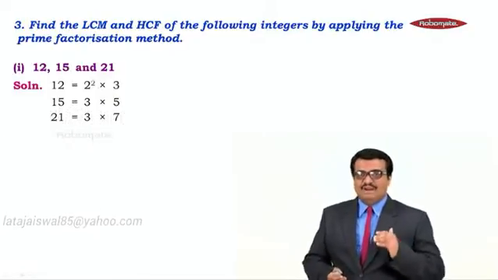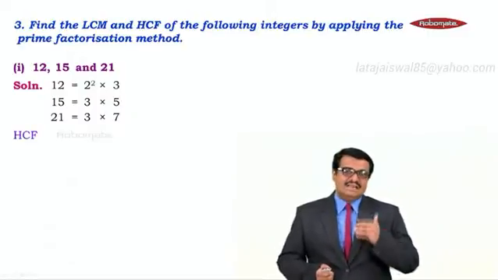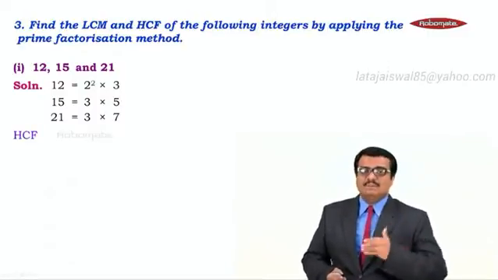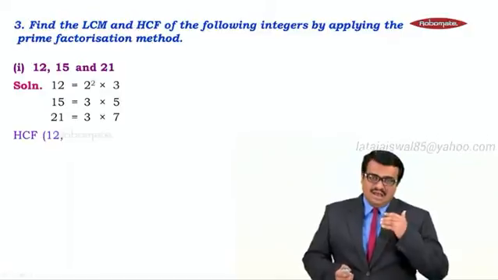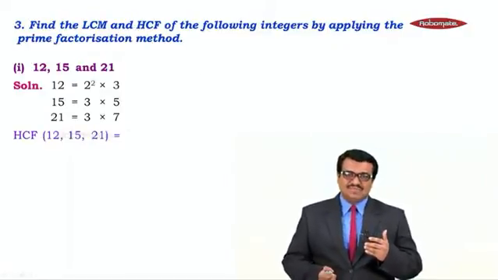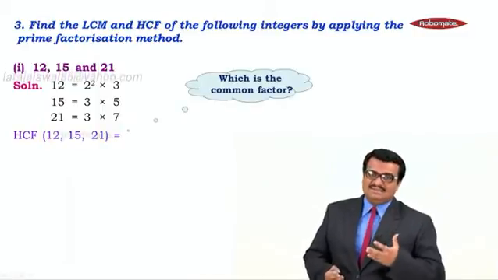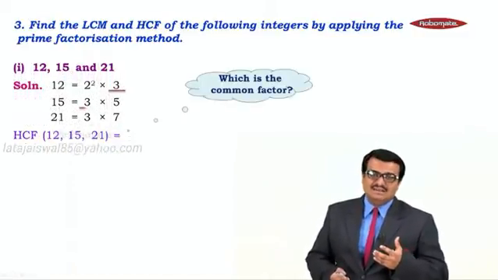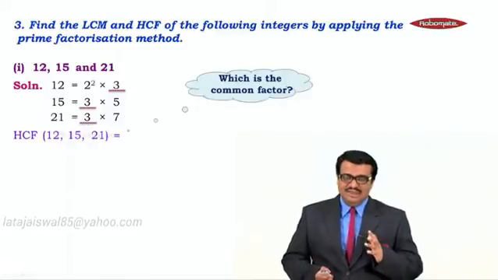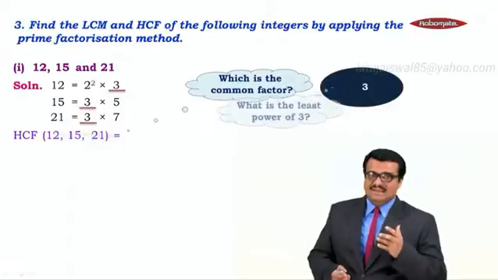Now let us try to find the LCM and HCF of the following three numbers. First let us find HCF. HCF is highest common factor. Now how to find HCF? HCF of 12, 15 and 21, first of all, which are the common factors? The common factors, if you see, are only 3. And what is HCF? The common factor is only 3.